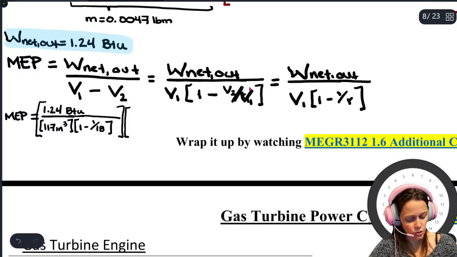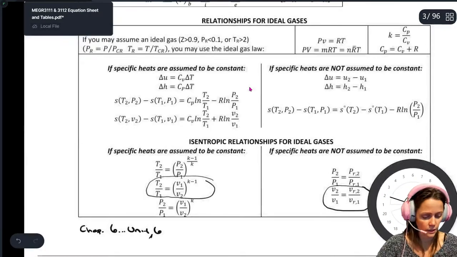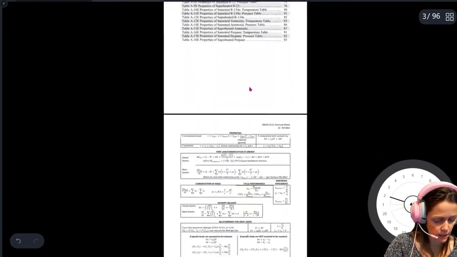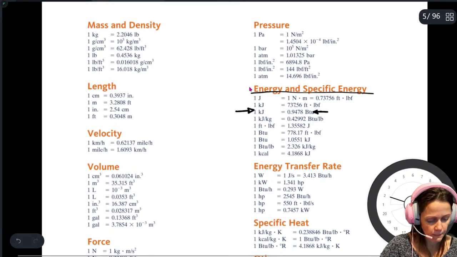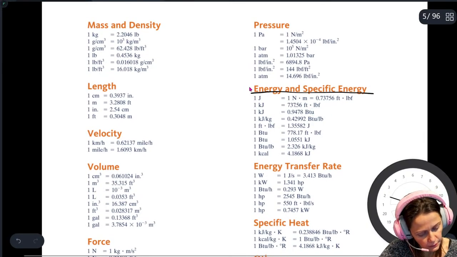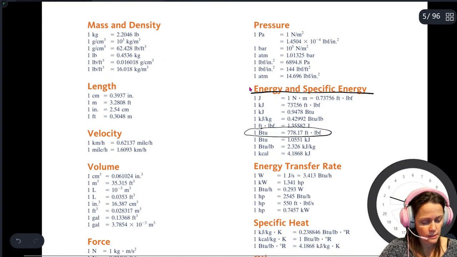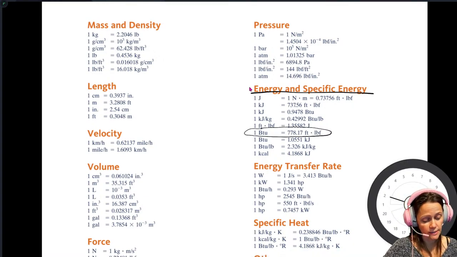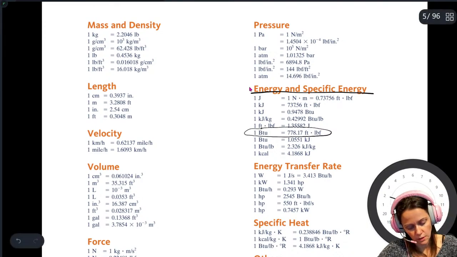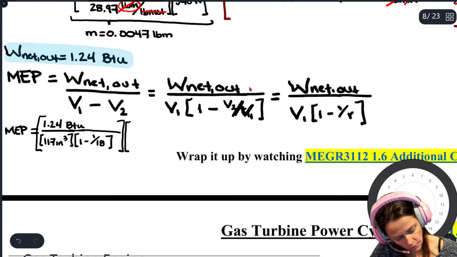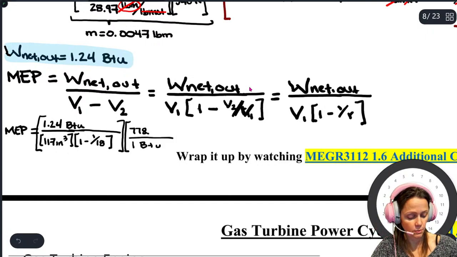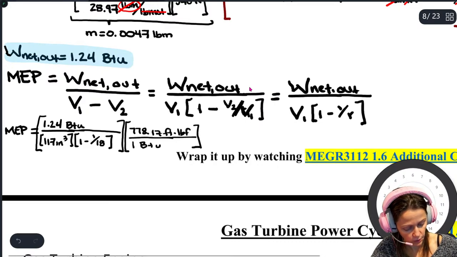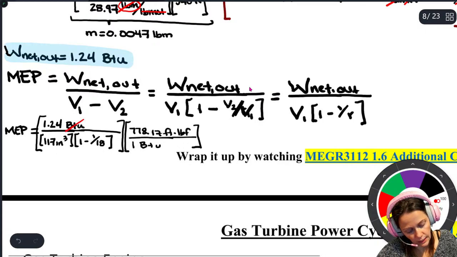So if I look on my equation sheet or my conversion factor sheet, let's go look at that real quick. Make sure we can see where this is. There we go. So this is page 5 of that PDF. So 1 BTU is 778.17 foot-pound force. So we're getting closer. So 1 BTU, 778.17 foot-pound force. And of course, my BTU is going to cancel out.